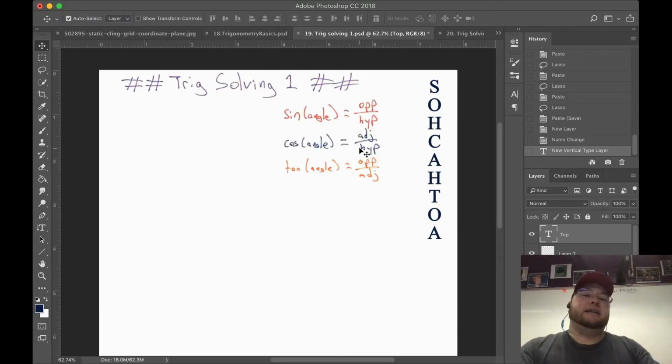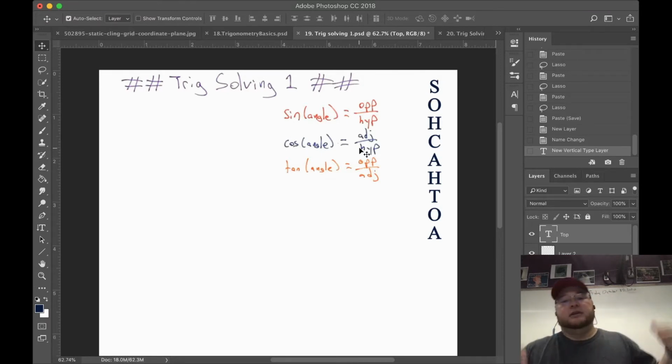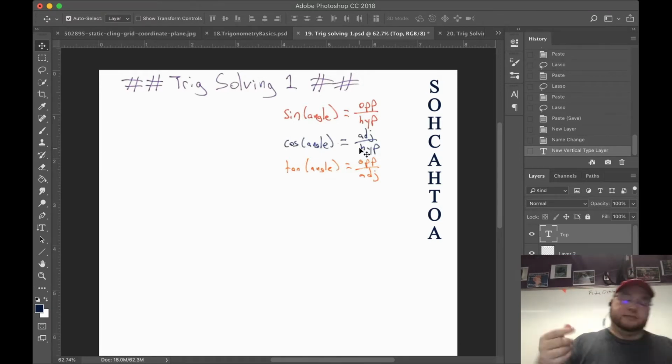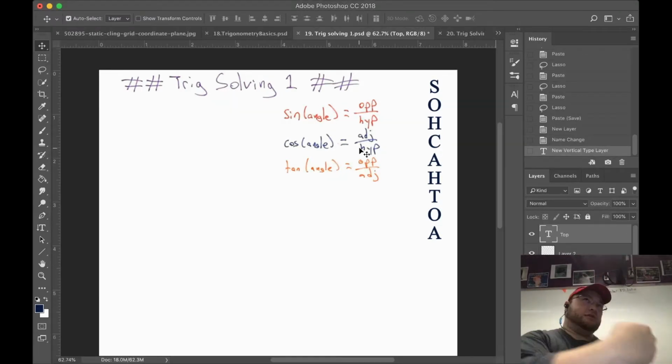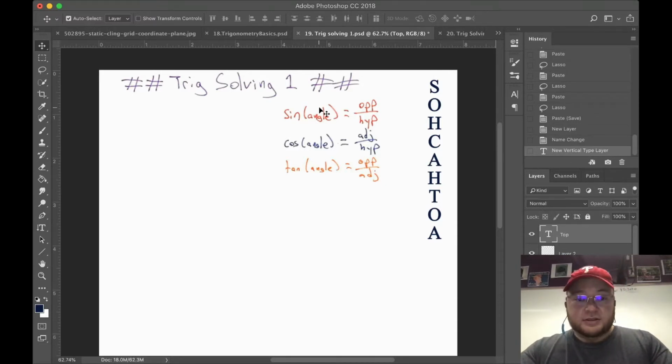From SOHCAHTOA, sine is opposite over hypotenuse, cosine is adjacent over hypotenuse, tangent is opposite over adjacent. Those three equations: sine of the angle equals opposite over hypotenuse, cosine of the angle equals adjacent over hypotenuse, tangent of the angle equals opposite over adjacent. Remember last time I said sine of 30 equals 1/2, and that's always true.